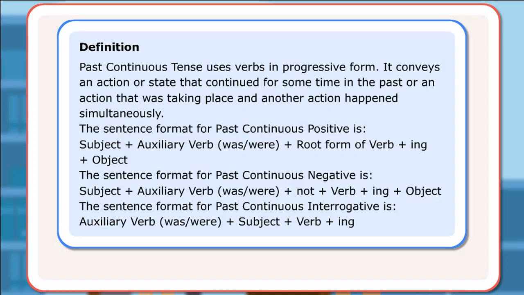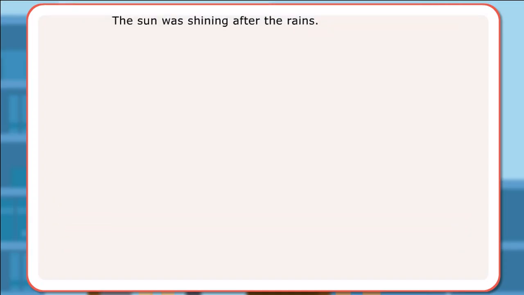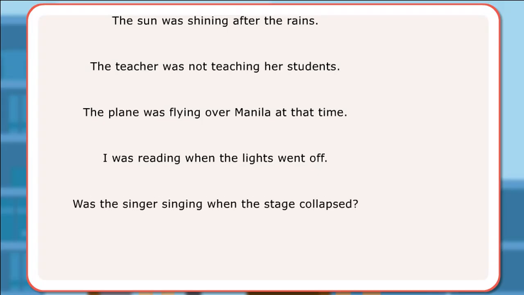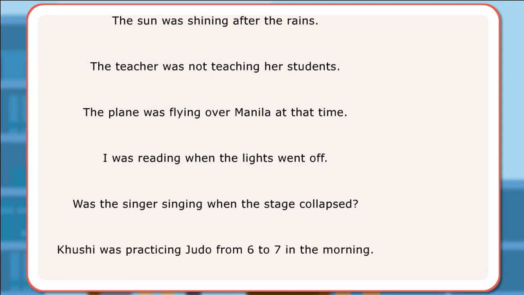Let us look at a few sentences. The sun was shining after the rains. The teacher was not teaching her students. The plane was flying over Manila at that time. I was reading when the lights went off. Was the singer singing when the stage collapsed? Khushi was practicing judo from 6 to 7 in the morning.